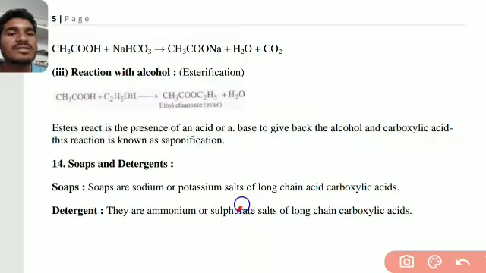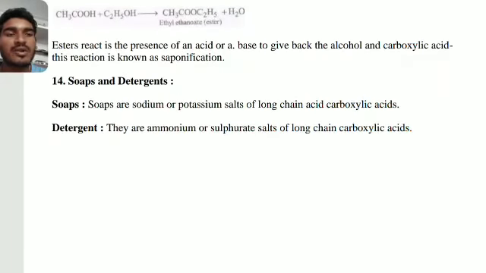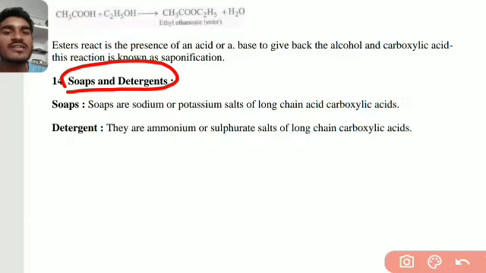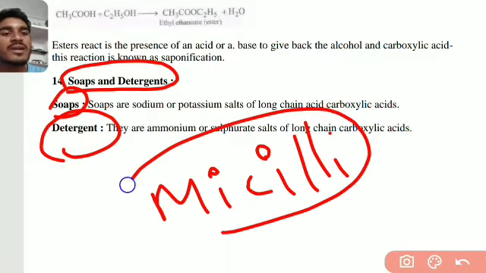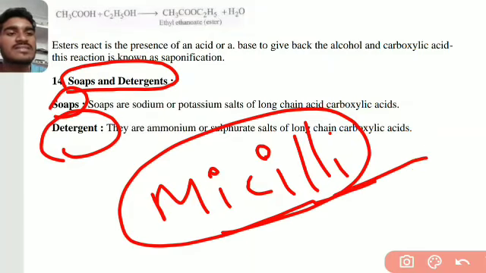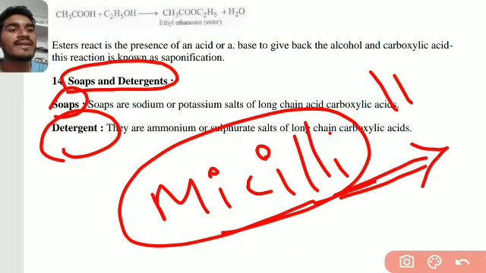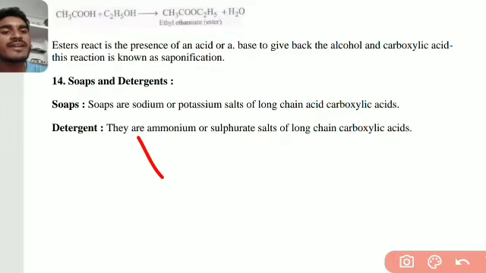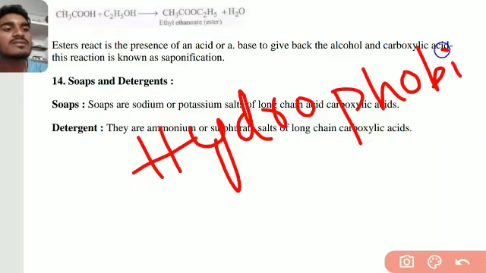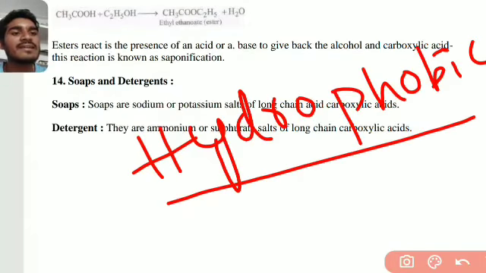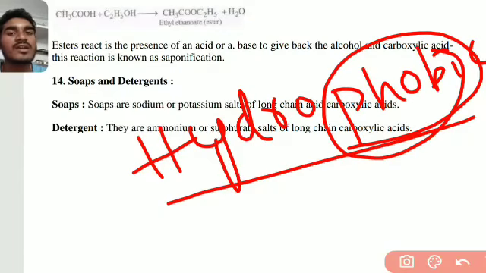Next, we see soaps and detergents and micelles. We missed some topics here. Soaps, saponification, soaps and detergents and micelles. A micelle is a spherically shaped aggregate of soap molecules. It contains two types of regions: hydrophobic and hydrophilic. Hydrophobic is always liquid hating. Phobia means fear; it fears water.